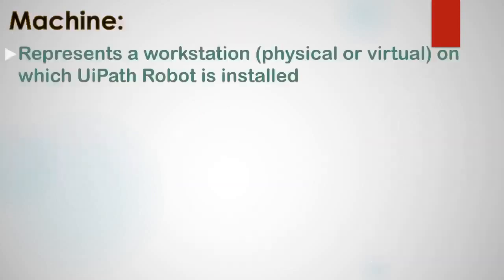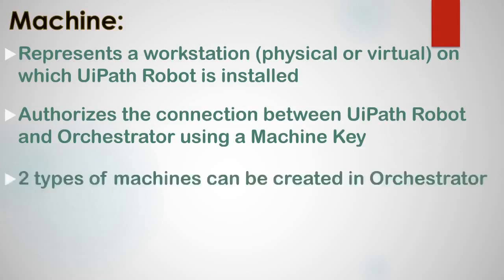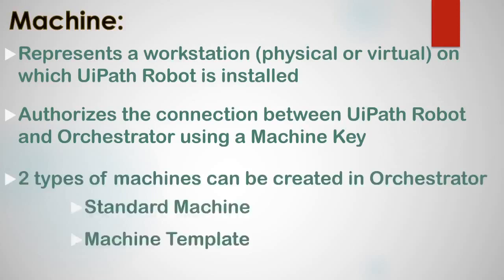So this machine represents a workstation, either physical or virtual, on which UiPath Robot is installed, and the machine authorizes the connection between UiPath Robot and Orchestrator using a machine key. I will come to this machine key part in a few minutes. As of now, let's proceed. Two types of machines can be created in Orchestrator. First one is the standard machine and the second is the machine template. So let's look into each of these two machines.